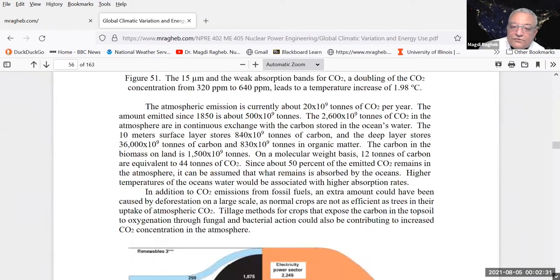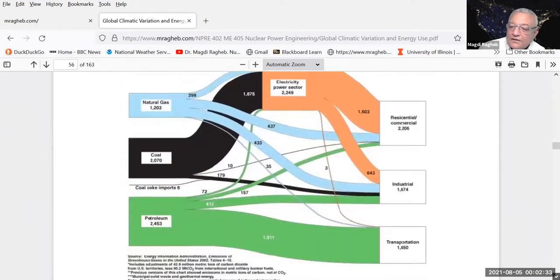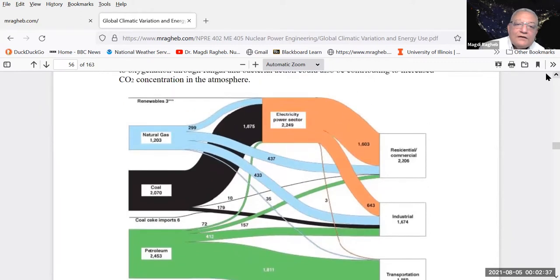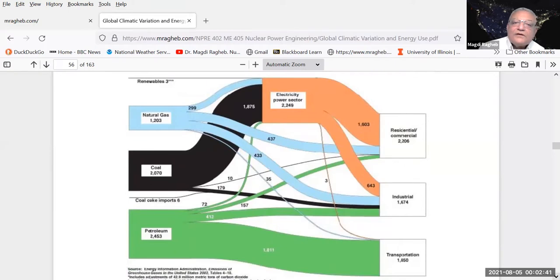And the correlation between the CO2 and the energy consumption. Unfortunately, most of our use today, in the Sankey diagram that I've shown you at the beginning of the semester, is still fossil fuels, with only a very tiny amount of renewables. We need to double and quadruple the amounts that we get from wind and solar energy.